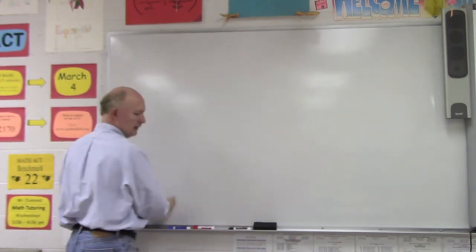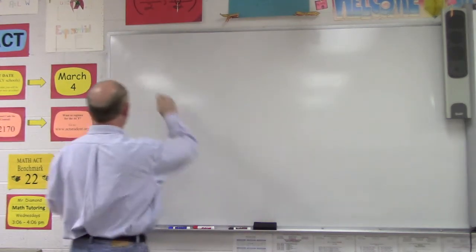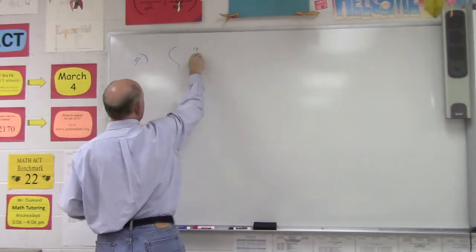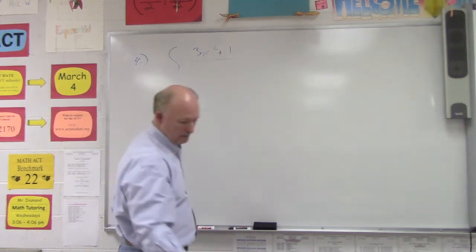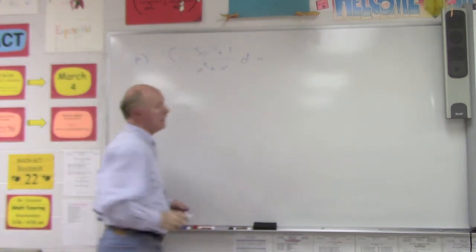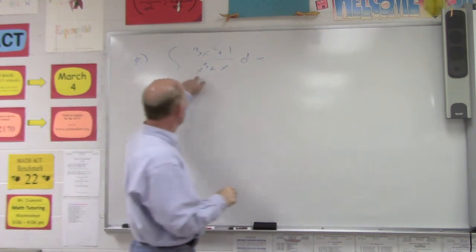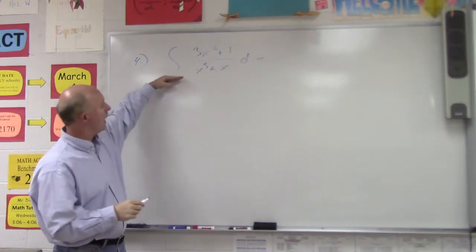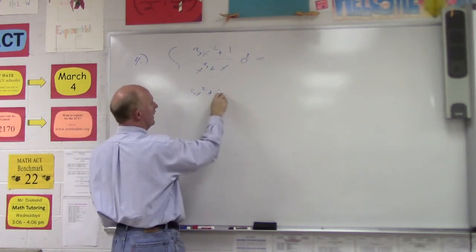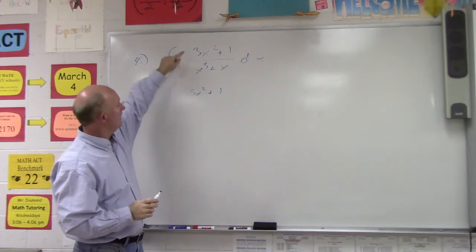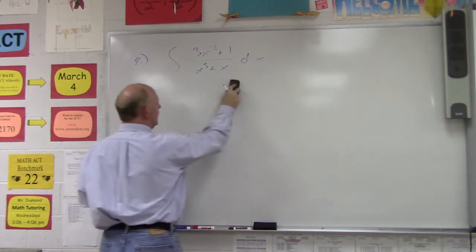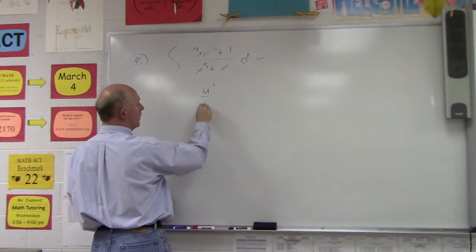Let's try problem number 4. This will be the integral of 3x squared plus 1 over x cubed plus x dx. As I look at this problem, I notice that the derivative of x cubed is 3x squared, and the derivative of x is 1. So the numerator is in fact the derivative of the denominator here. You already have u prime over u.